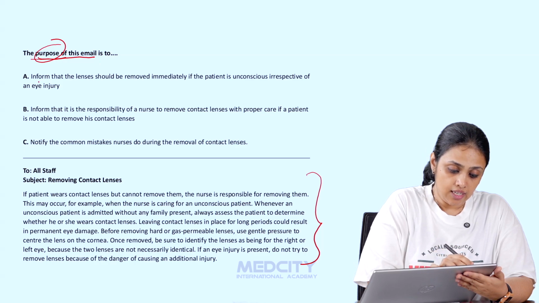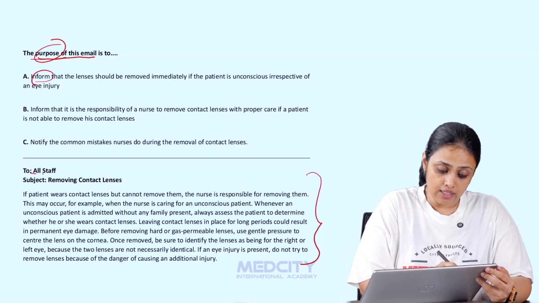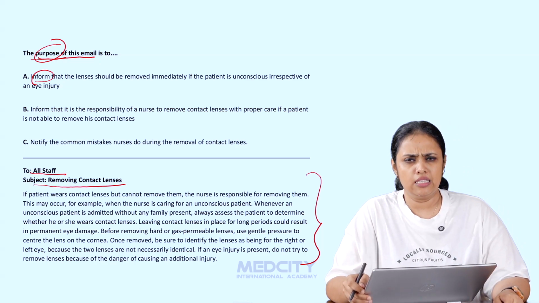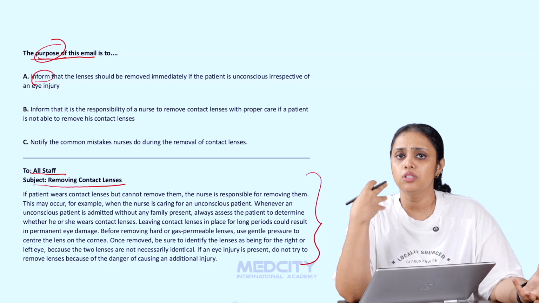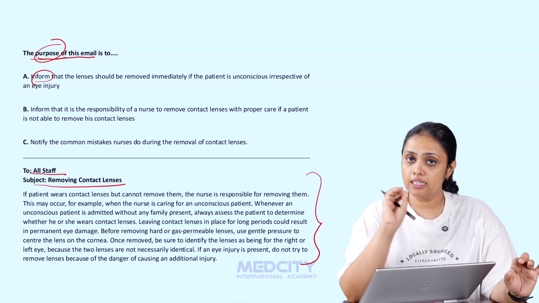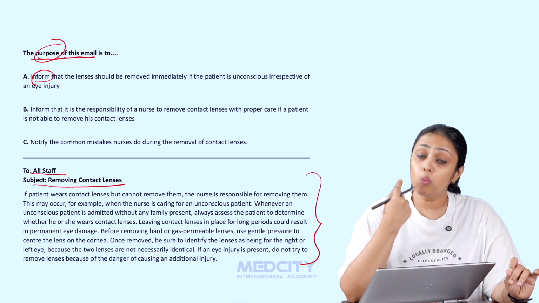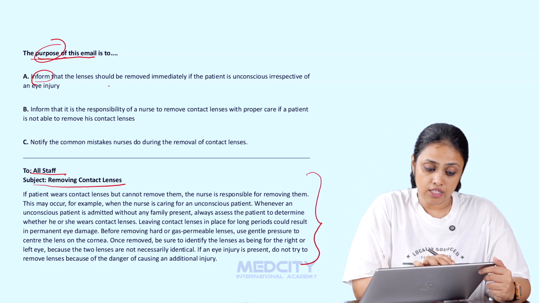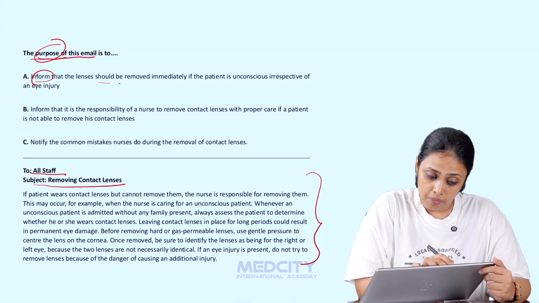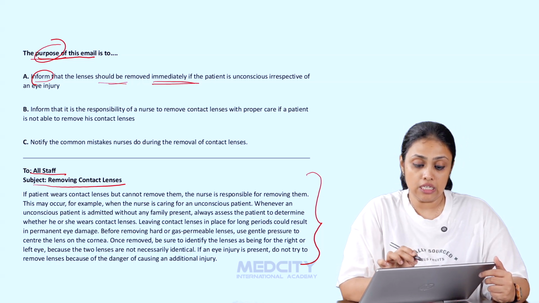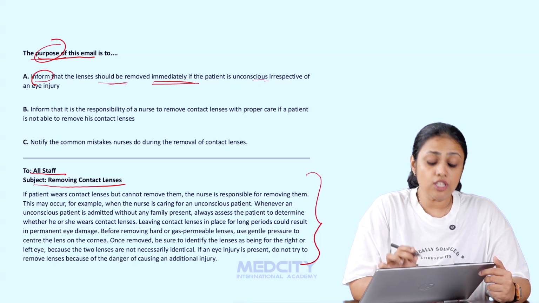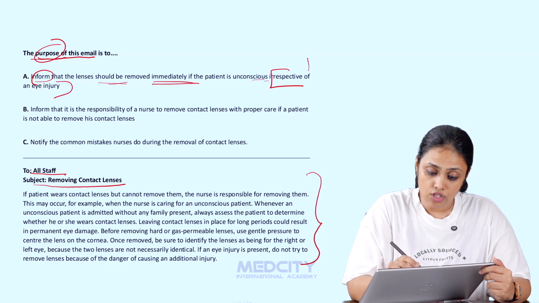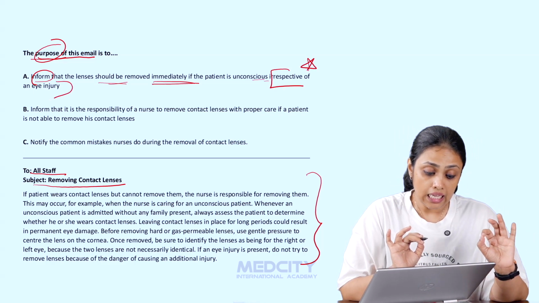Option A says that it is to inform. Again, that is to all staff, okay? And the subject is regarding removing contact lenses. So this email extract talks about removing contact lenses and it is addressed to all staff. Now, what is the purpose or what is the objective of this mail? Is it to inform that lenses should be removed immediately if the patient is unconscious, irrespective of an eye injury? Even if there is an eye injury, the contact lenses should be removed immediately.